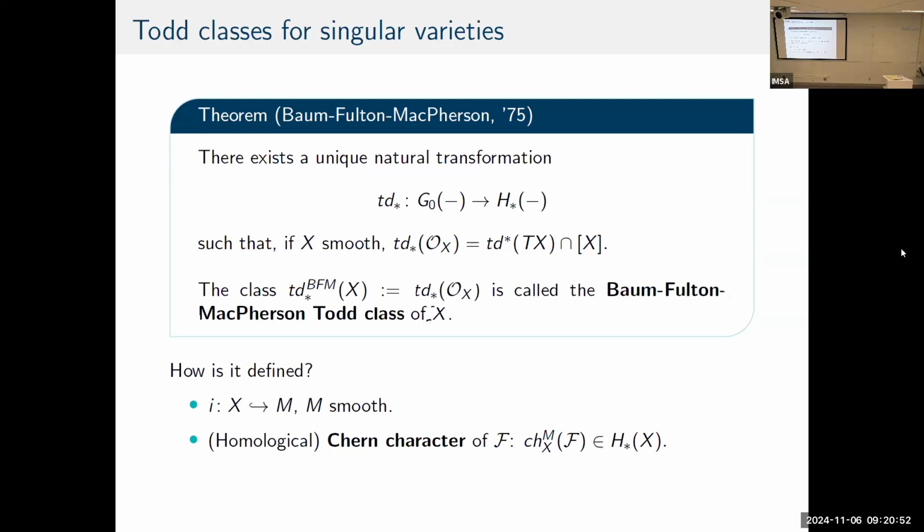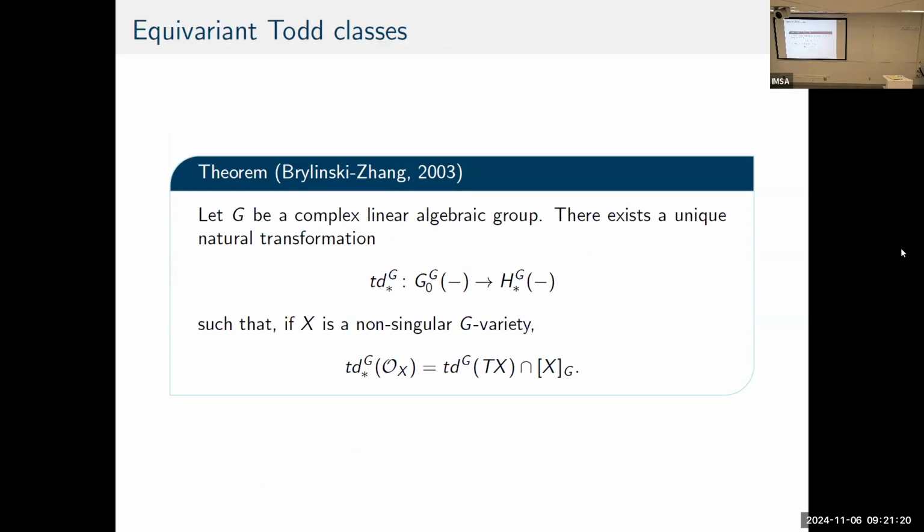You can go a little bit further, clear. So finally, the Todd class of a coherent sheaf is defined by taking the pullback of the inverse Todd class of the tangent bundle of the ambient variety, multiplied with this Chern character. This is the definition. Okay, so now also we have equivariant Todd classes. And after these things, I'm coming back to Thom polynomials.